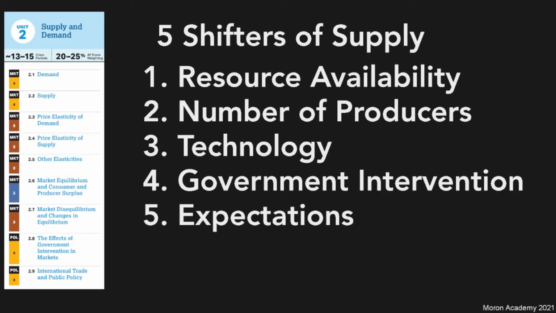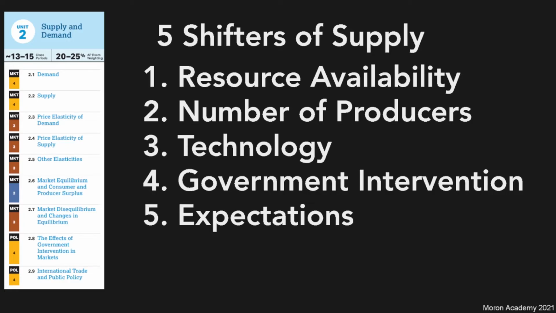Next is number of producers. This one's very obvious. It's just like number of consumers. More people are making them, so there's going to be more products. Number 3 is technology. If you're a sandwich producer and someone makes a magic sandwich machine that just produces sandwiches out of thin air, the supply of sandwiches is going to greatly increase.